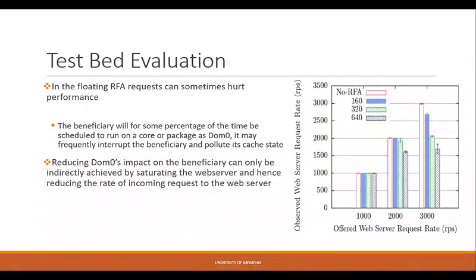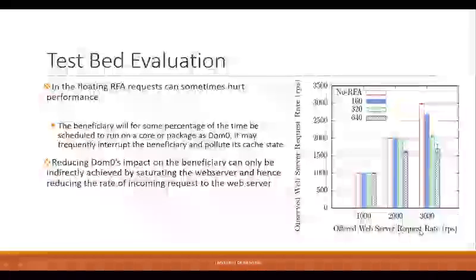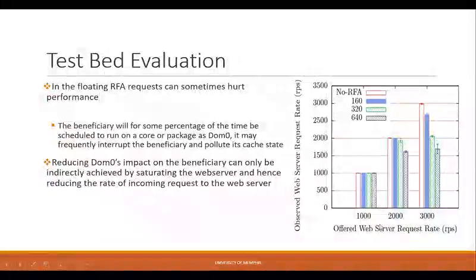So to negate the effect of the DOM0 in the case of the floating configuration, the only way to do this is by indirectly saturating the web browser and hence reducing the rate of incoming requests to the web server. As you can see here, this represents the offered web server request rate. This is the requests at the load generator side, and this is the requests that are actually served by our web server, or our victim.